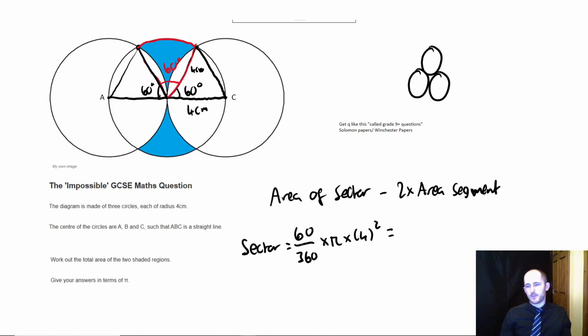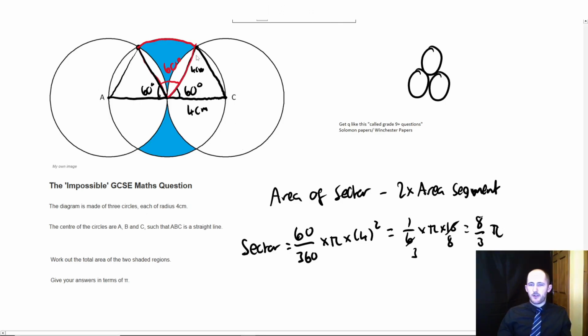Wait, no, 60 over 360 is 1/6. Times 16. So you can cross cancel that, you can halve both of them, so you make that 8, make that 3. So it's just 8 over 3 pi.